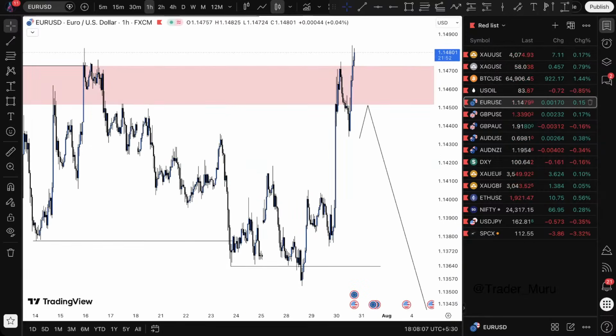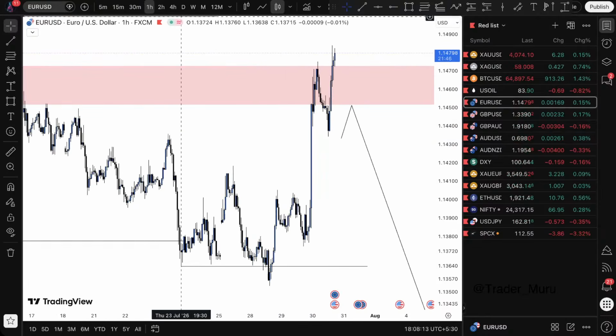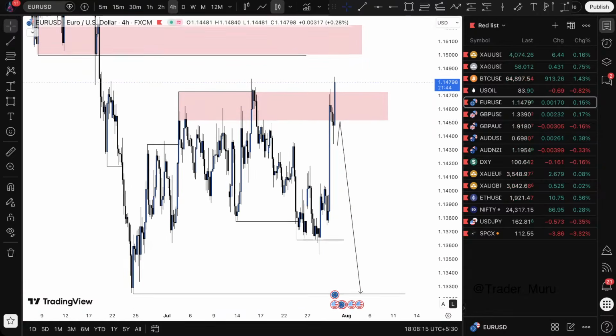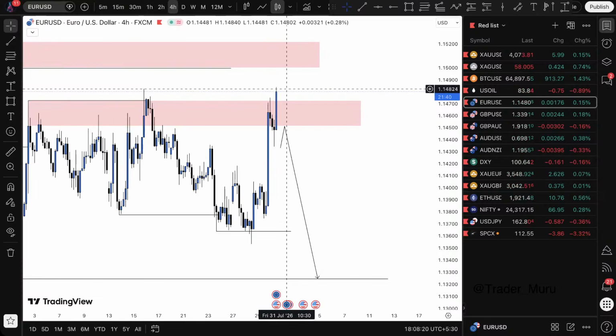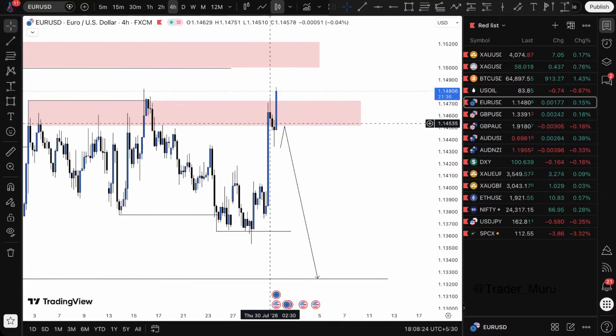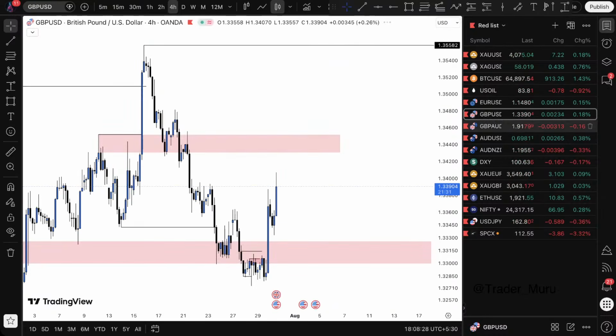Euro is still bearish. We need a 1 hour change of character now at this level. If we have a 4 hour candle break and close above this high of 1.148, then it will be bullish. Otherwise it is still bearish. We just need a 1 hour change of character now. GBP, watch for this one.